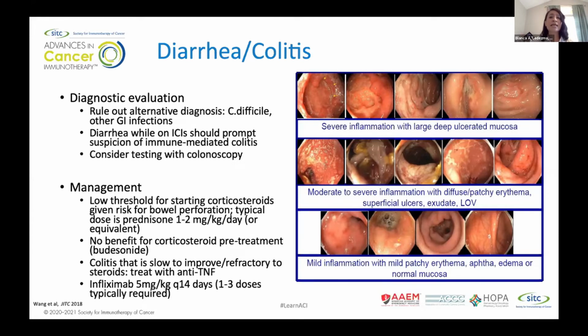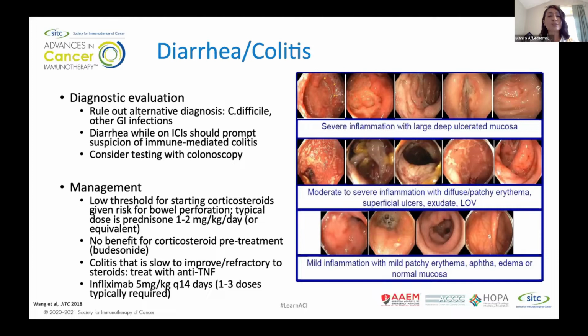And regarding budesonide, there was a randomized, double-blinded, placebo-controlled trial enrolling about 150 patients, looking at the benefit of budesonide. This was with ipilimumab, and they saw no additional benefit with budesonide given prophylactically to prevent grade 2 or greater diarrhea and colitis. So there really wasn't any additional benefit.